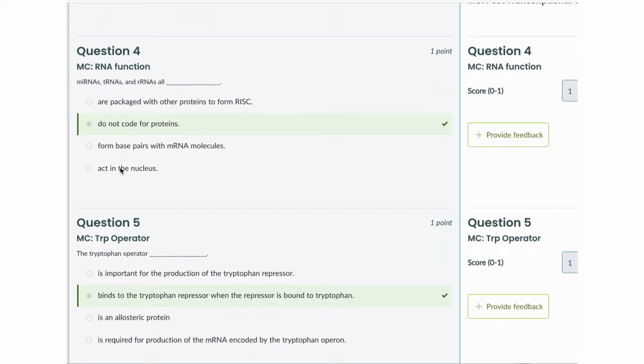Question number 4, multiple choice about RNA function. MicroRNAs, tRNAs, and rRNAs are all fill in the blank, so it has to apply for all of them. These other answers do apply for one or some of them, but the only one that applies for all of them is that they do not code for proteins. That would be true of mRNA.